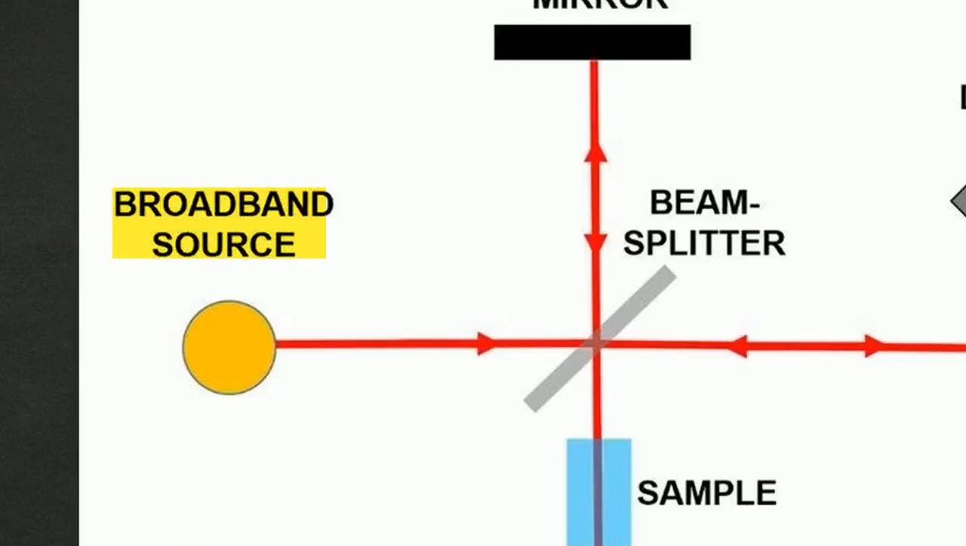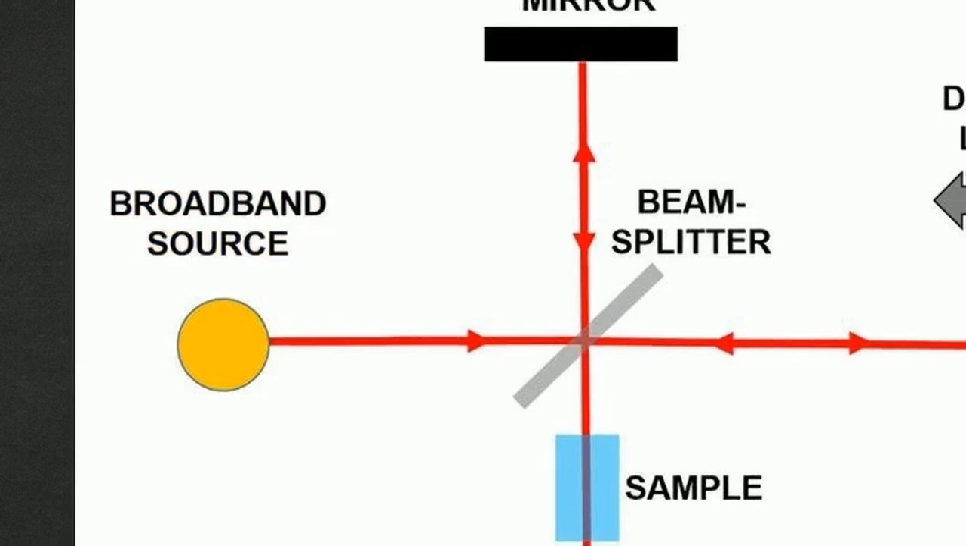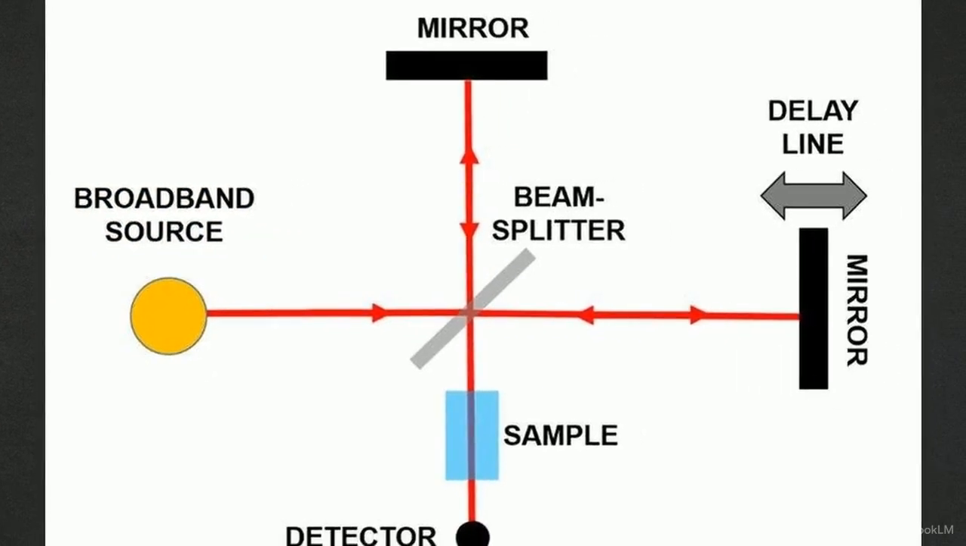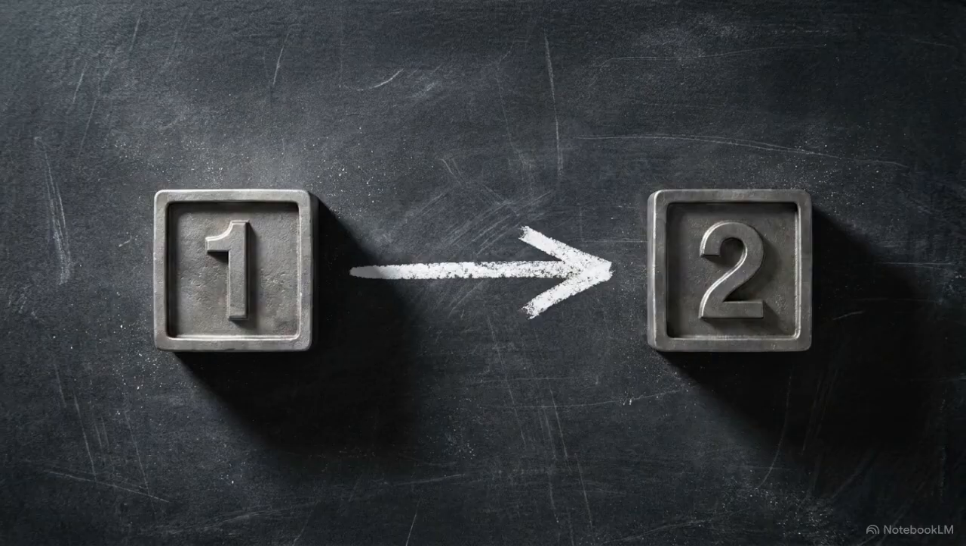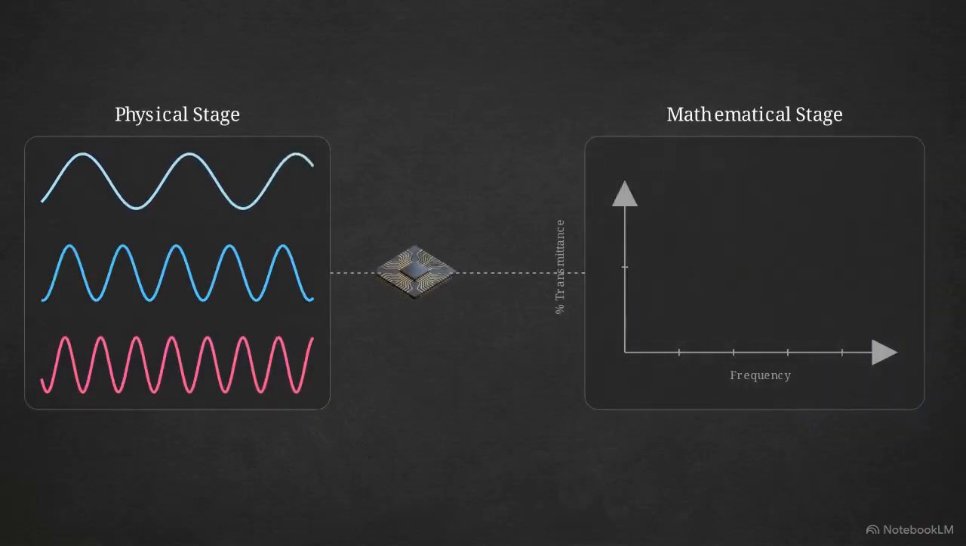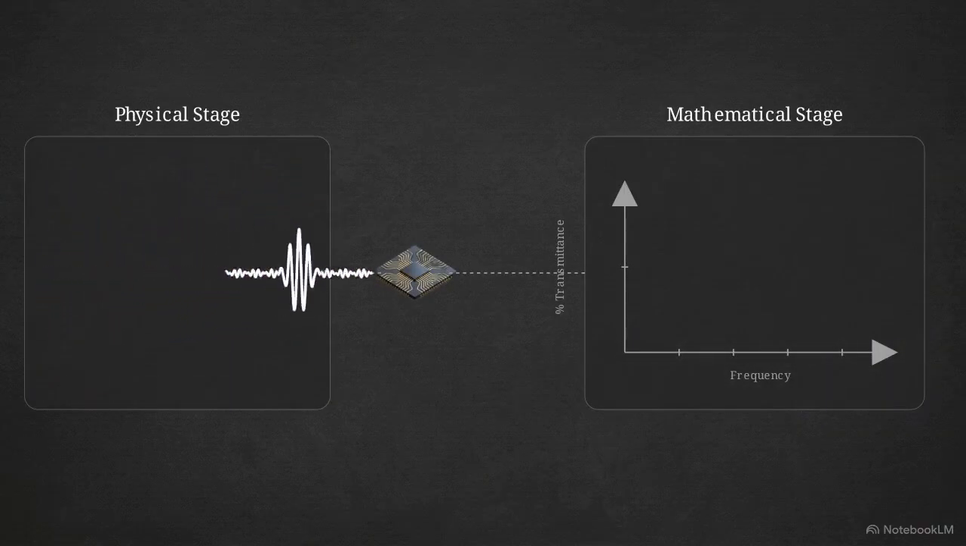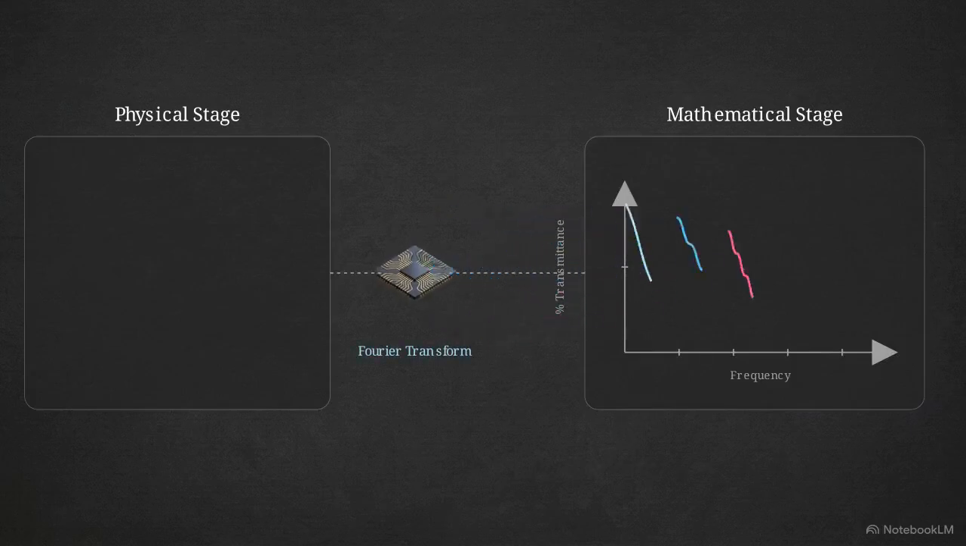Looking at the system architecture, you can see a broadband source entering the machine. Managing all those overlapping wavelengths at once requires a different physical architecture to encode the light. The process relies on a two-step pipeline. First, the physical hardware encodes the chemical data into a complex wave. Then, advanced mathematics decodes that wave into a readable graph.